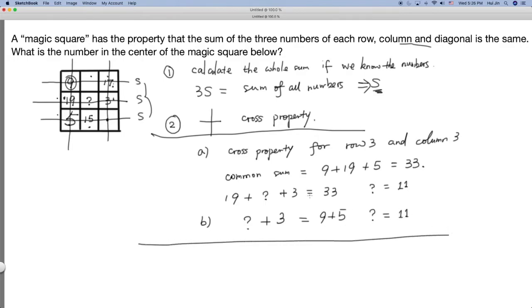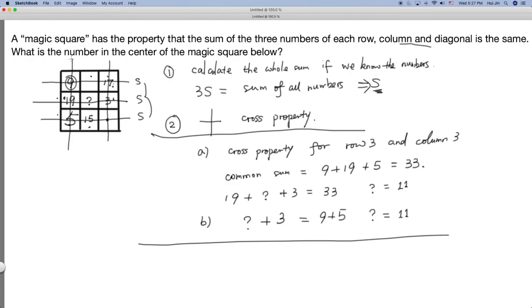Here, basically, I'm listing the two very useful approaches to consider for magic squares. First, is there a way to calculate the whole sum? I remember there's an AMC 10 question related to this. It gives you all the numbers that are going to fill into a magic square, and then you can easily calculate the common sum for each row, each column, each diagonal. The other technique is this cross property.